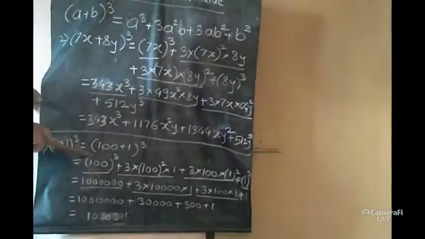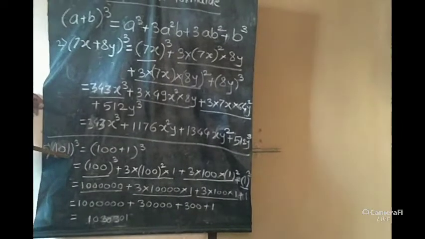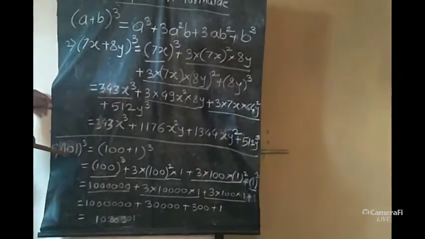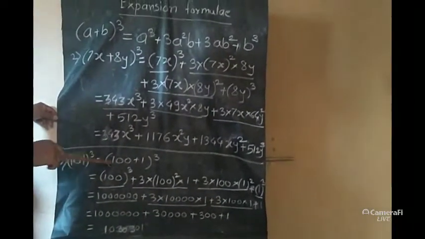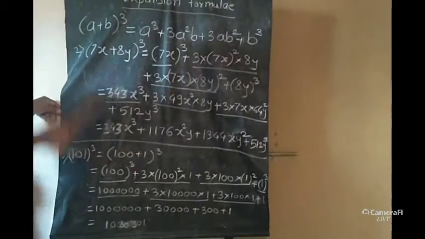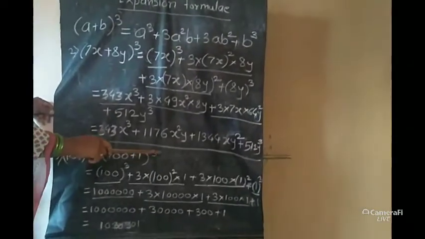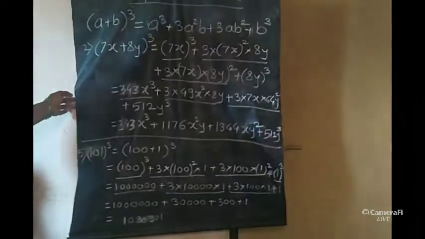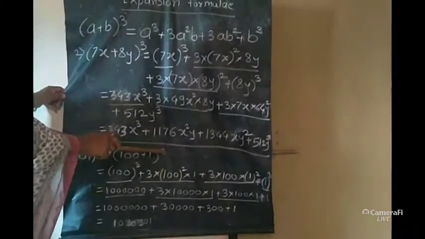Now see the fifth example. Here we have to find the value of the cube of 101. For finding the value, we have to divide this number into 2 terms in a + b form. So instead of 101, we write (100 + 1)³. Now this term is like the given formula, the (a + b)³ term. Now we have to find the value of (100 + 1)³.